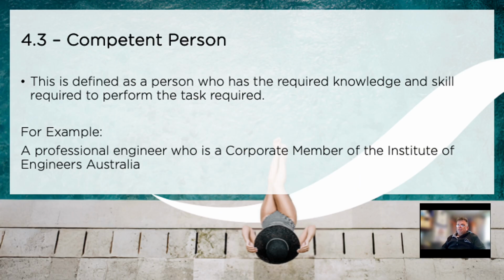The code also defines what a competent person is. This is defined as the person who has the required knowledge and skill required to perform the task required. Example, a professional engineer who is a corporate member of the Institute of Engineers. So for myself, I'm a CPEng. I'm also a fellow of the Institute of Engineers. I've got many years experience in design, therefore I qualify as a competent person.